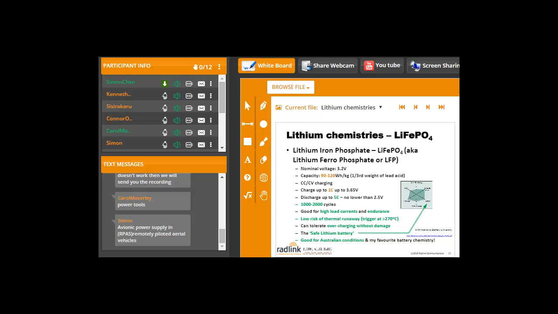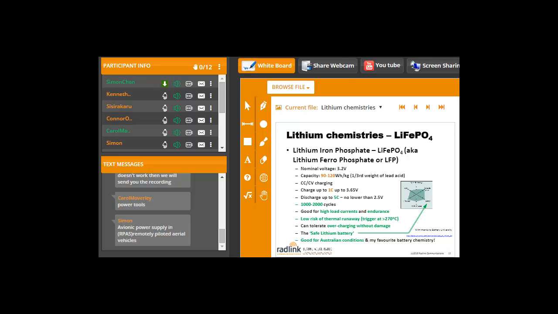Now we're coming to a battery chemistry that is very close to my heart. I've spent the last 1 year researching and working with this particular chemistry. It's known as lithium ferrophosphate, or otherwise known as lithium iron phosphate. Not ion as ION, but iron. So lithium iron phosphate. We also call it LFP for short.